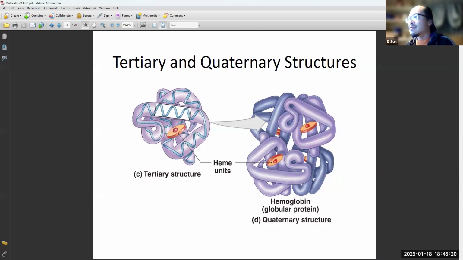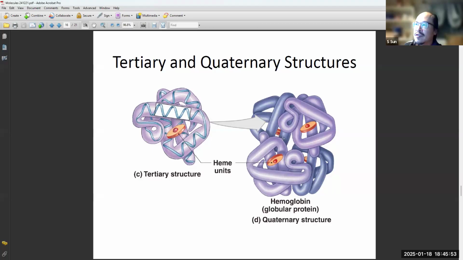An example would be hemoglobin. Hemoglobin is a quaternary structure. It has 4 chains. Similar thing, a chain contains heme. The heme unit is what binds oxygen. So hemoglobin is a very effective oxygen transporter. It binds oxygen and transports it throughout our body. So hemoglobin is an oxygen binding protein.